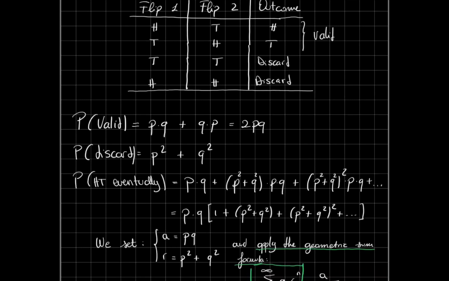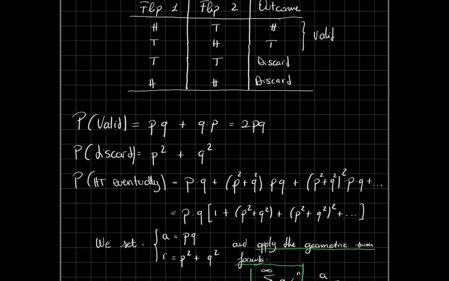Now let's define the probability of eventually getting a valid outcome. This means, after possibly repeating the process multiple times, we finally obtain the combination head-tail or tail-head. If we are lucky, we might get a valid outcome right away. If not, we may need to discard once or even twice before getting a valid outcome.